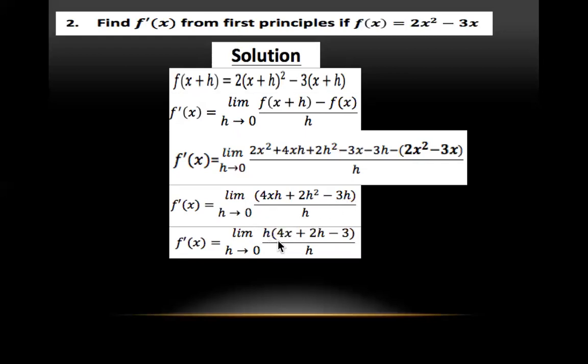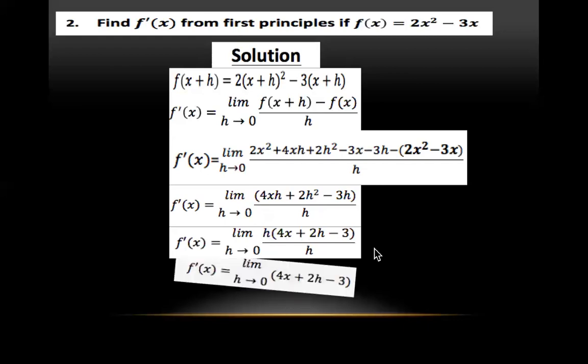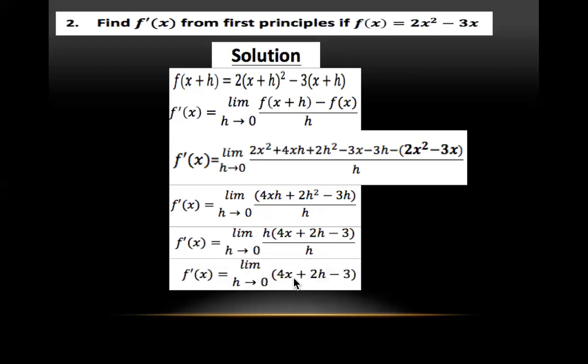Now what happens? The common factor here is h, meaning whatever we can see that appears in all the three terms, we take it out. So we take h out, and then we are left in the bracket with 4x plus 2h minus 3, all divided by h. What happens? We divide h by h. So when we divide h by h, we are going to be left with 4x plus 2h minus 3.